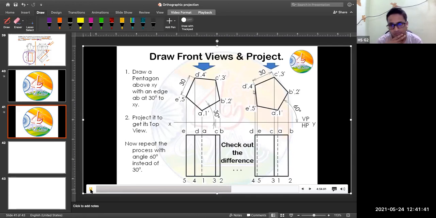This problem was very simple. You can check out the difference between the two diagrams. In the left side, only one of the edges is hidden, while on the right side, there are two edges which are hidden. This has to be identified by watching the diagram in the opposite side as indicated by these two arrows.